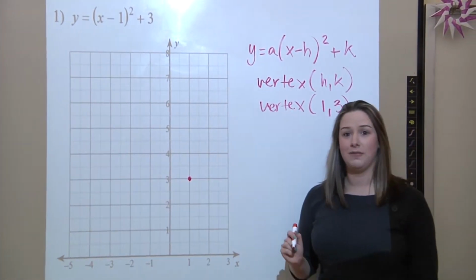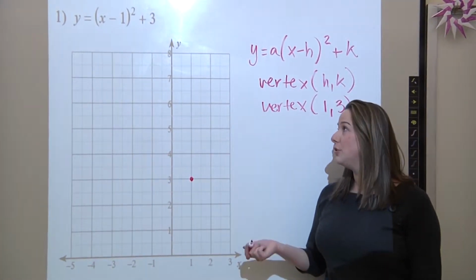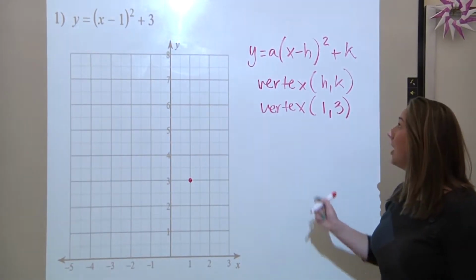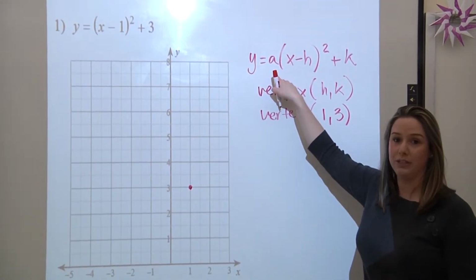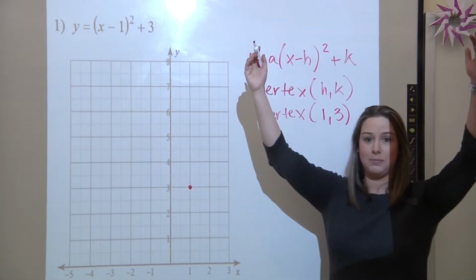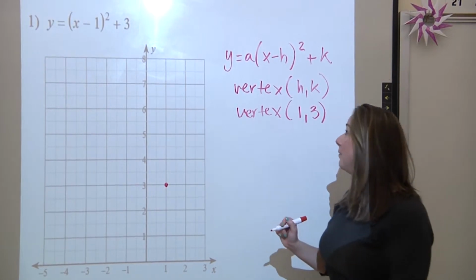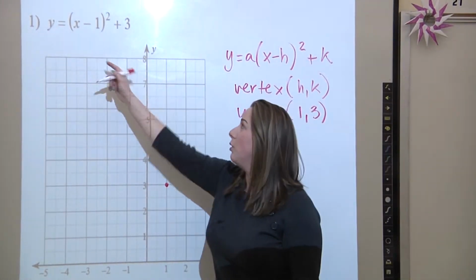The next step when graphing parabolas in vertex form is to identify if the parabola is going to open up or open down. Our a value is going to control this. If the a value is positive, the parabola is going to open up. If the a value is negative, the parabola is going to open down. Here, our a value is 1.